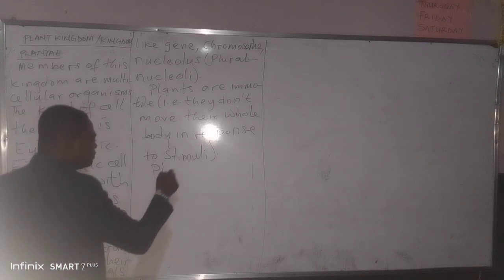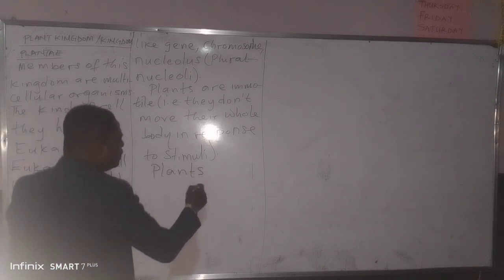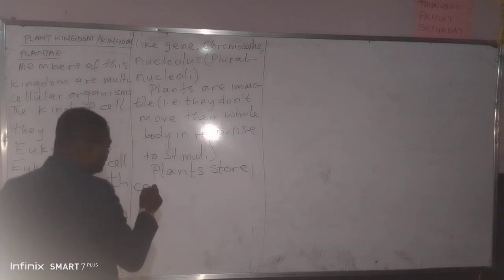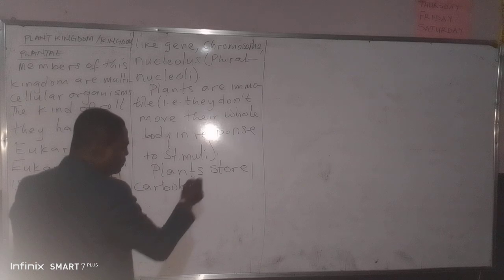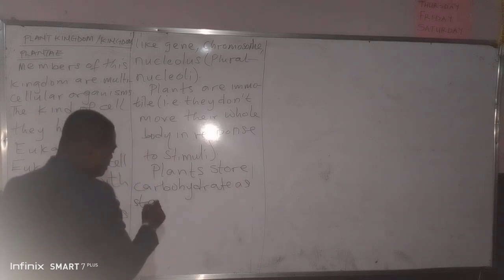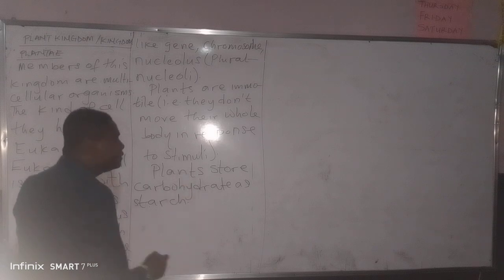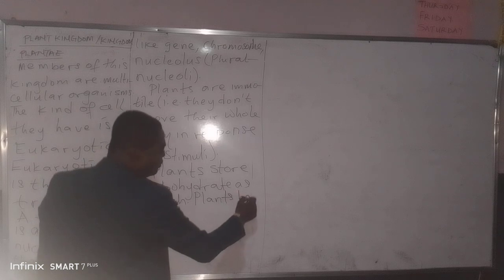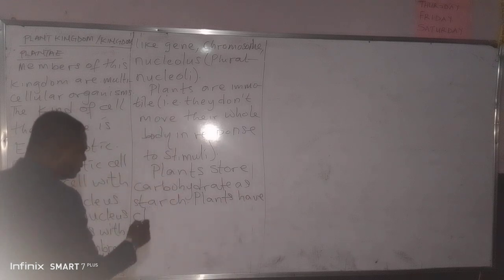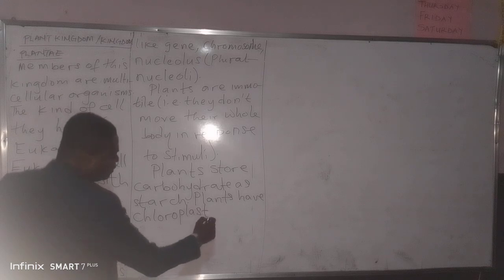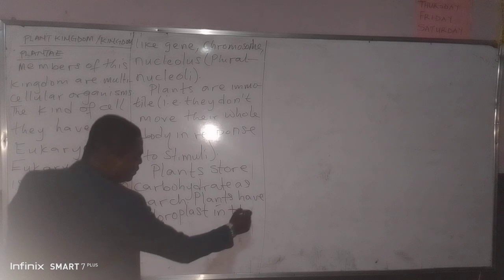Now, then another thing is that plants store carbohydrate and starch. Then plants have chloroplasts in their cells.